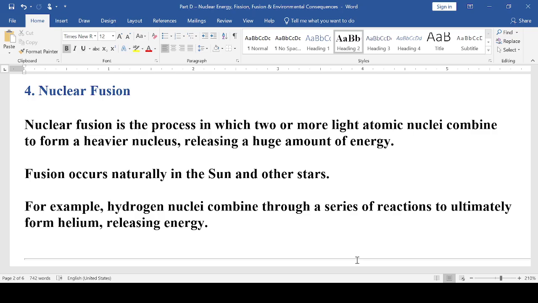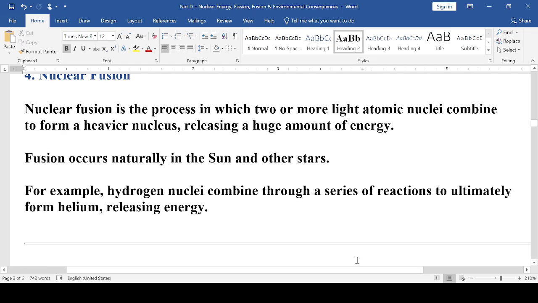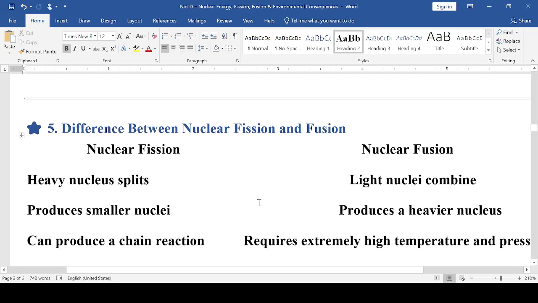Fusion occurs naturally in the sun and other stars. For example, hydrogen nuclei combine through a series of reactions to ultimately form helium, releasing a lot of energy.